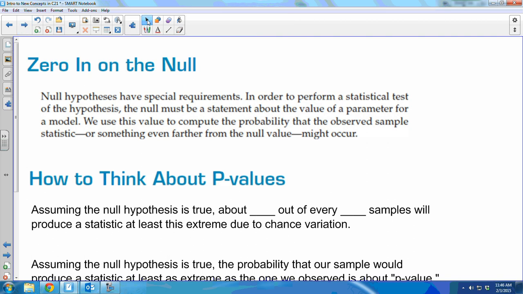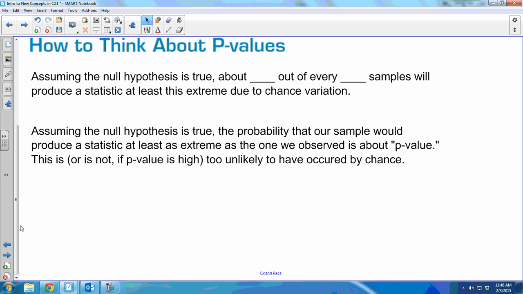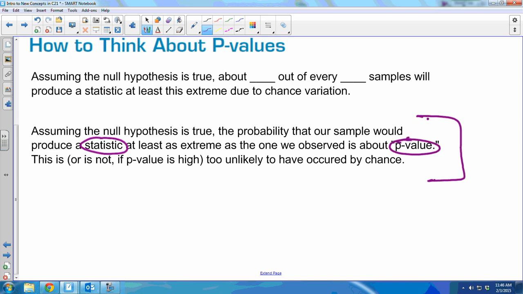So, when you have to explain what a p-value means in context, which is going to happen on the AP exam probably, in multiple choice form or maybe for your response form, this is what you need to say. This is a perfect example of what we've been saying. The other one is kind of a little bit different. Assuming the null hypothesis is true, the probability that our sample would produce a statistic, in this case the statistic is a proportion, at least as extreme as the one we observed, is about, and then you give the p-value, is about 2%, is about 17%. This is too unlikely to have occurred by chance, or if the p-value is high, this is not too unlikely to have occurred by chance.